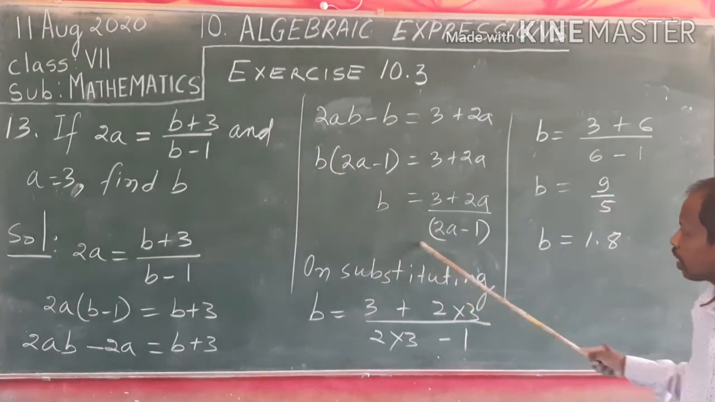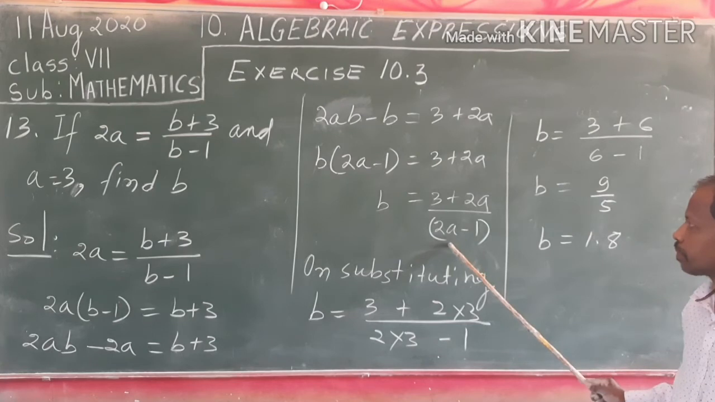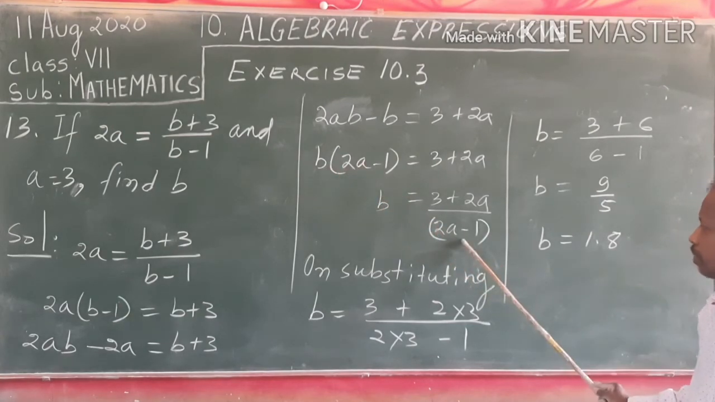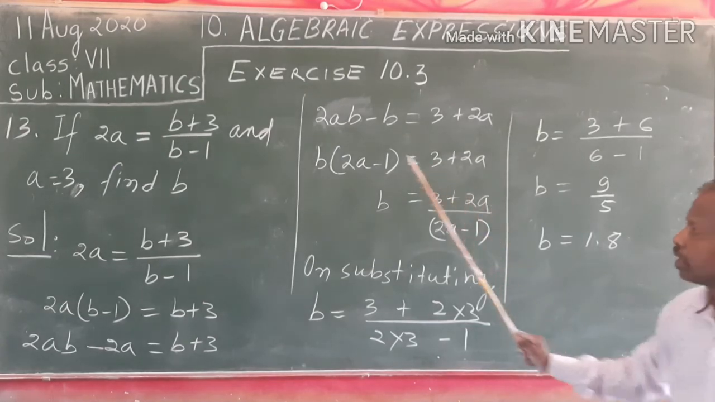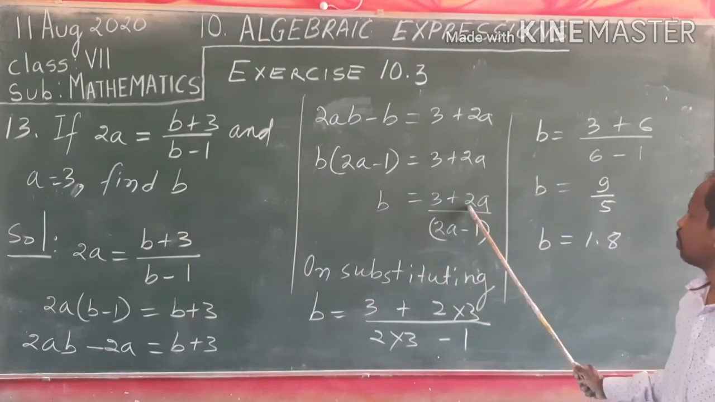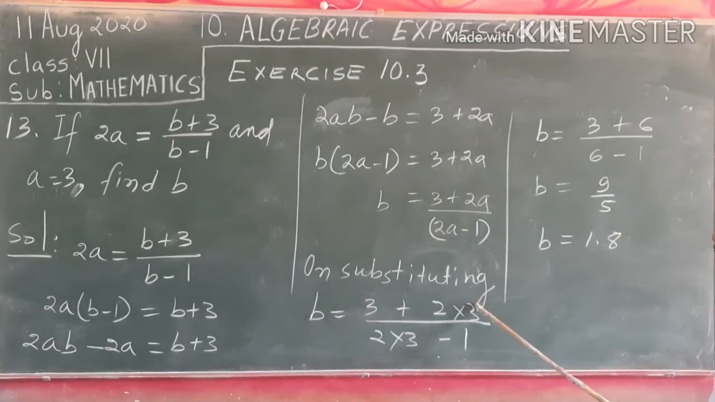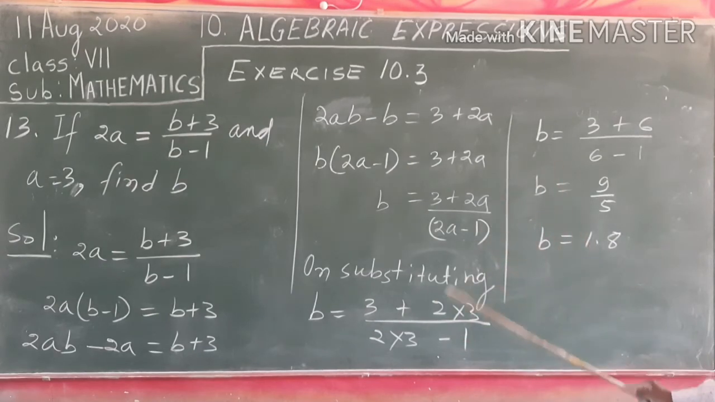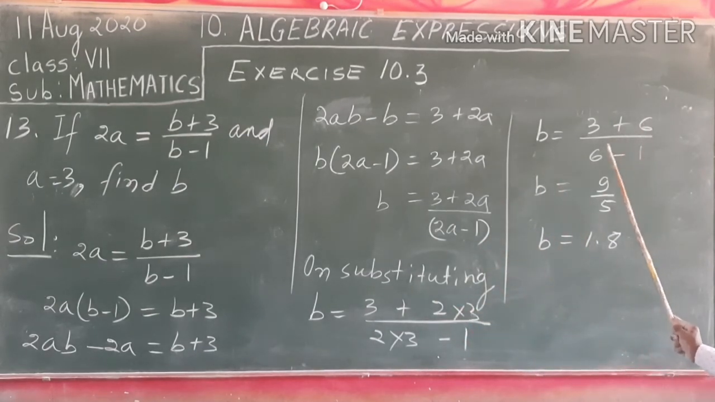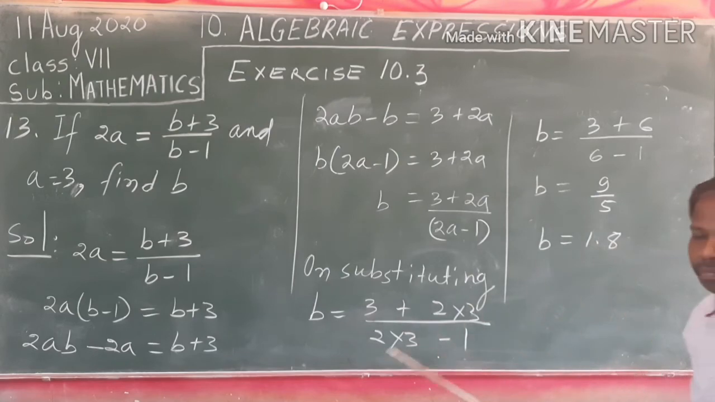Now we have to leave the b alone because we need the b. When you move this on this side, it will become what? Multiplication becomes division. Now substitute the value of a. What is a? 3. So in place of a, we will write 3. And on simplifying, first multiplication, then addition or subtraction, we get 6 and 6 here. And on simplifying, 9 by 5. And the answer is equal to 1.8.